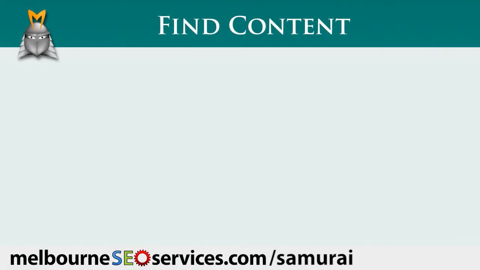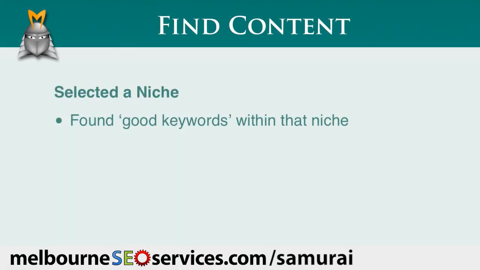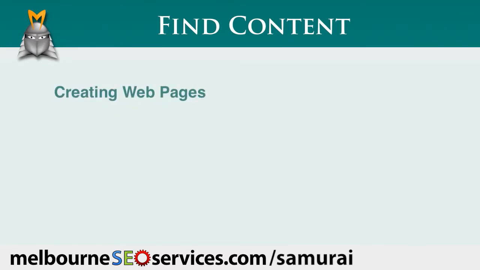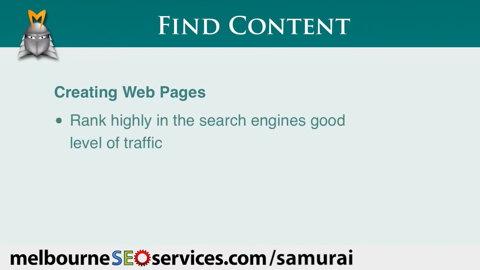At this stage in the process, you should have selected a niche and you should have found good keywords within that niche. Remembering that by good, we mean that a keyword has a good level of traffic, low competition, and commercial value. At this point in the process, our thoughts turn to the creation of web pages. And it's these web pages that we want to see rank in the search engines for our selected keyword.